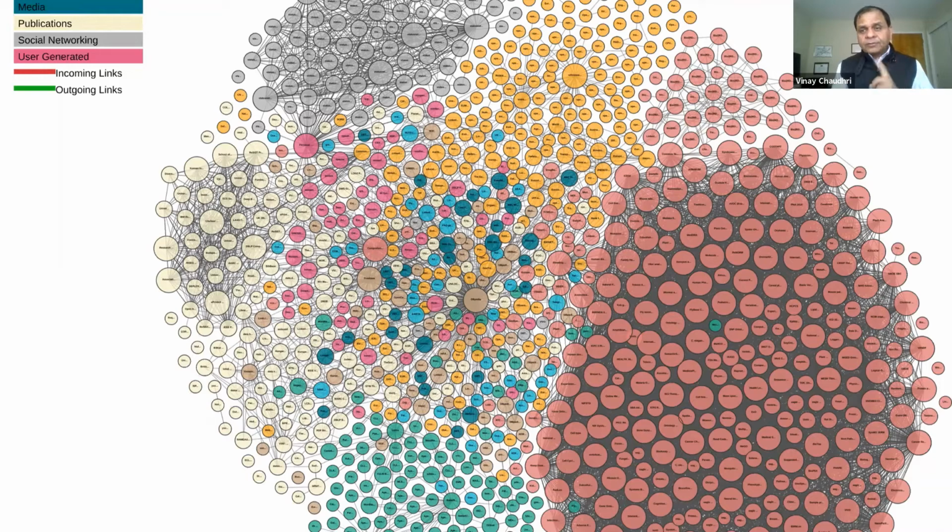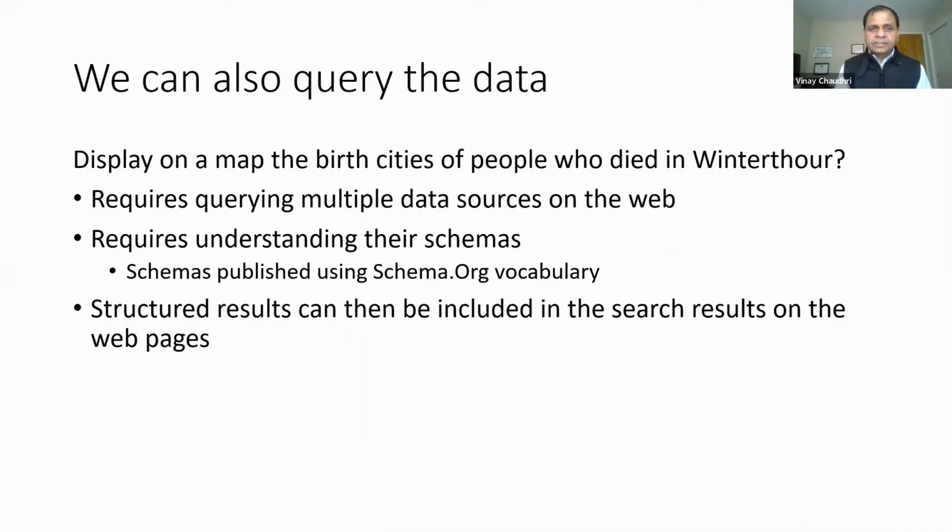Now, the real powerful thing about this structured data is that it's possible to run queries against it. So for example, if we have a query such as "display on a map the birth cities of people who died in Winterthur," it's not that easy to run this query using information available in just one place. It requires us to query multiple data sources on the web. It requires us to understand their schemas.